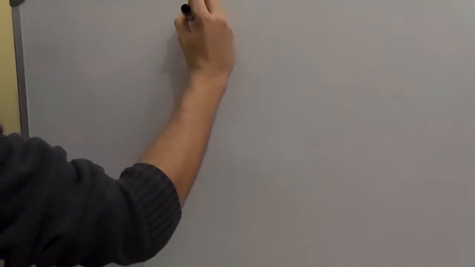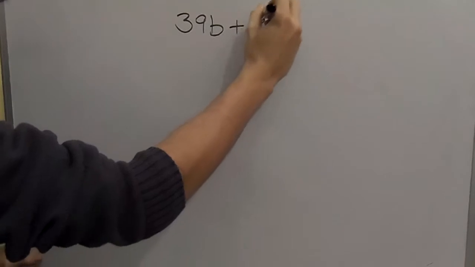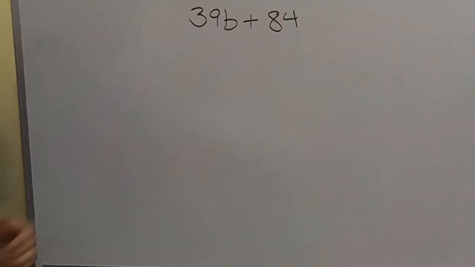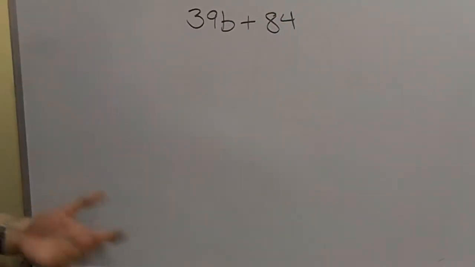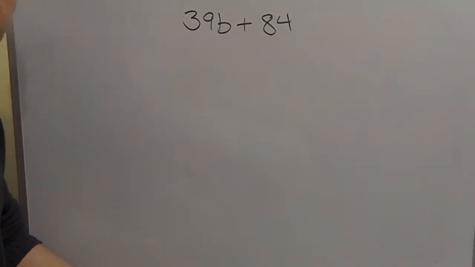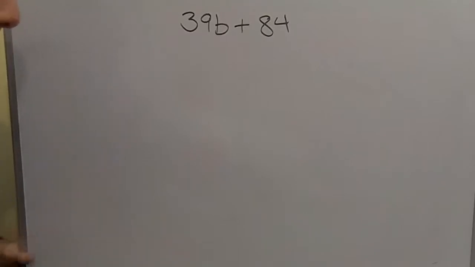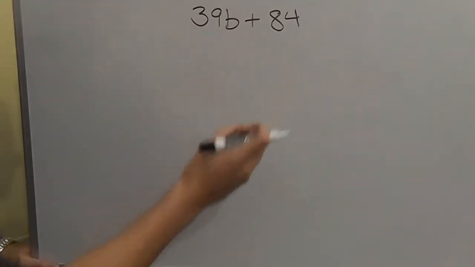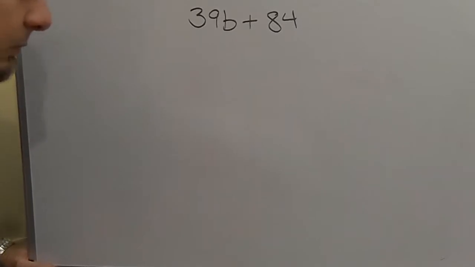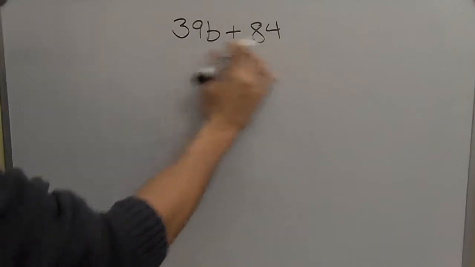So when I say factoring an expression, I'm talking about something like 39b plus 84. When you factor something, you're typically trying to figure out what multiplies together to get you that something. So since we want to get an expression, we want to figure out what multiplies together to get us this expression.